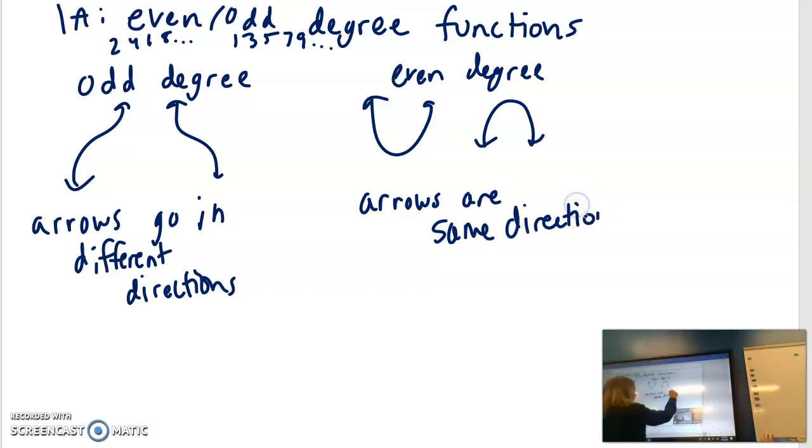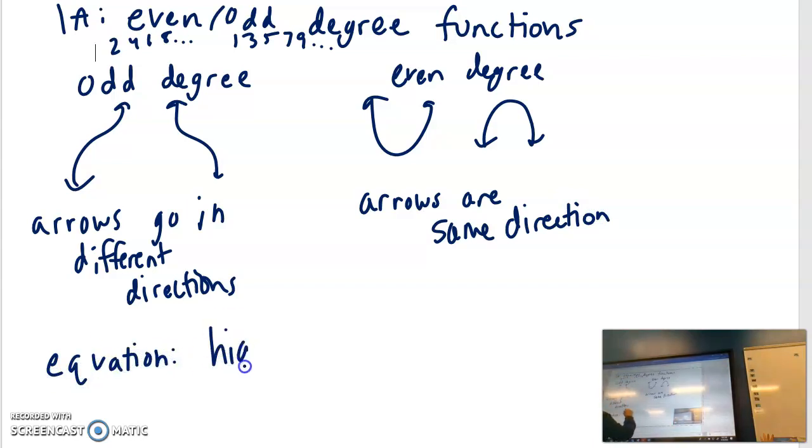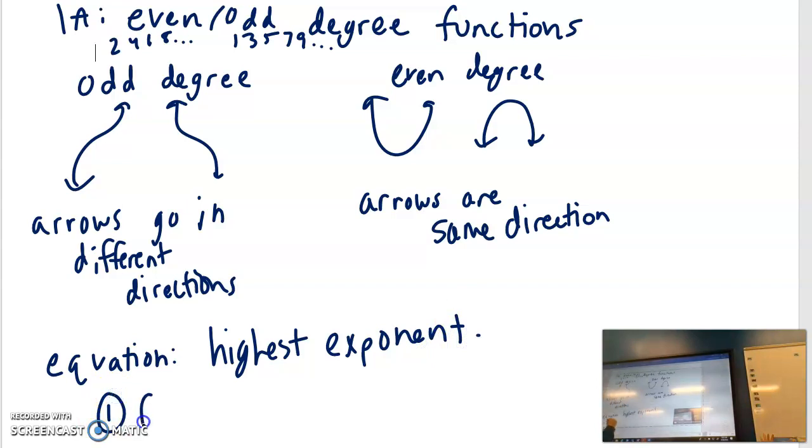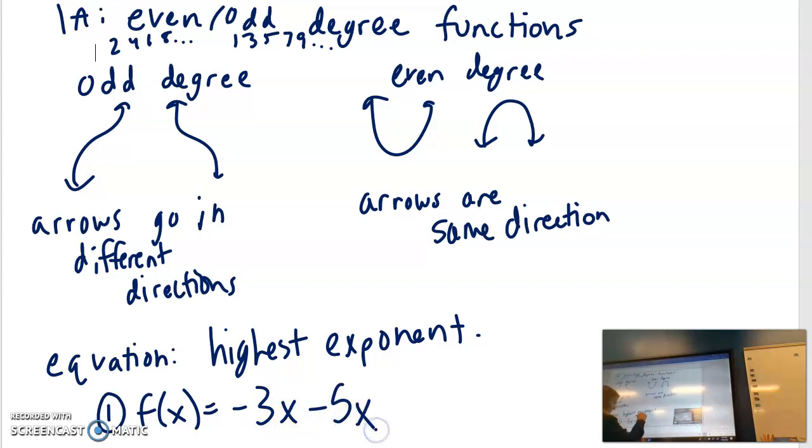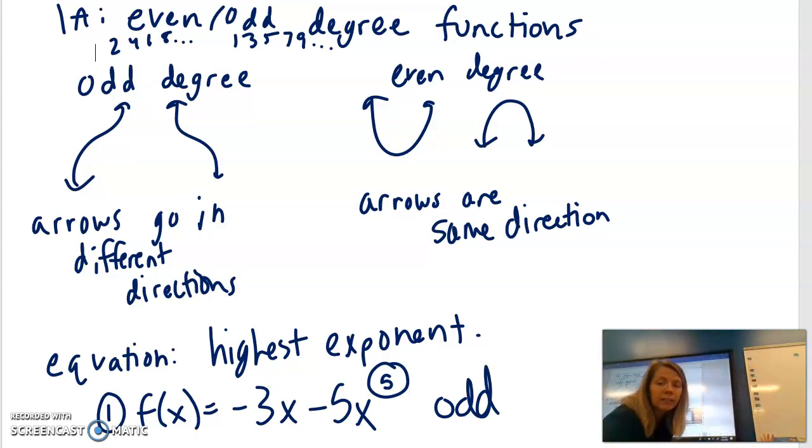So if I were to go over an equation though, you look for the highest exponent, and that'll tell you what the picture of your graph will look like. So our first example, if I have f of x equals negative 3x plus 5x to the fifth power, this 5 tells me it is going to be an odd degree, which means the arrows will go in different directions. Now, we won't know if they go up or down until later.